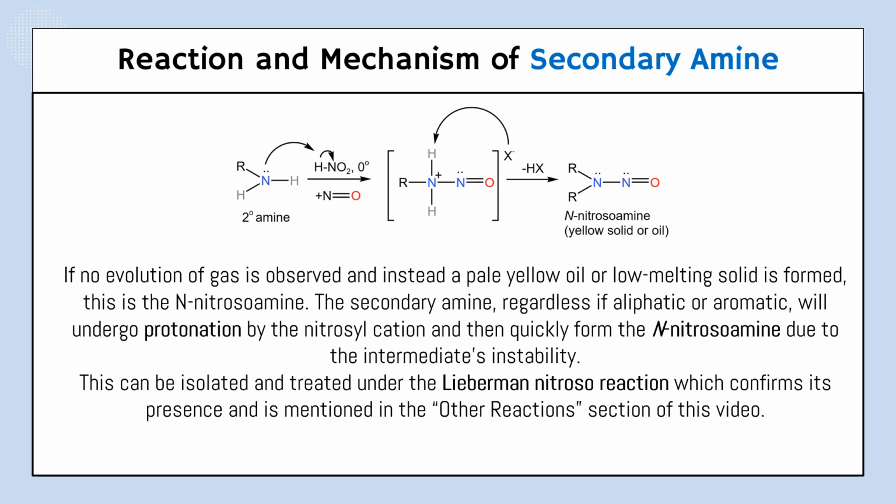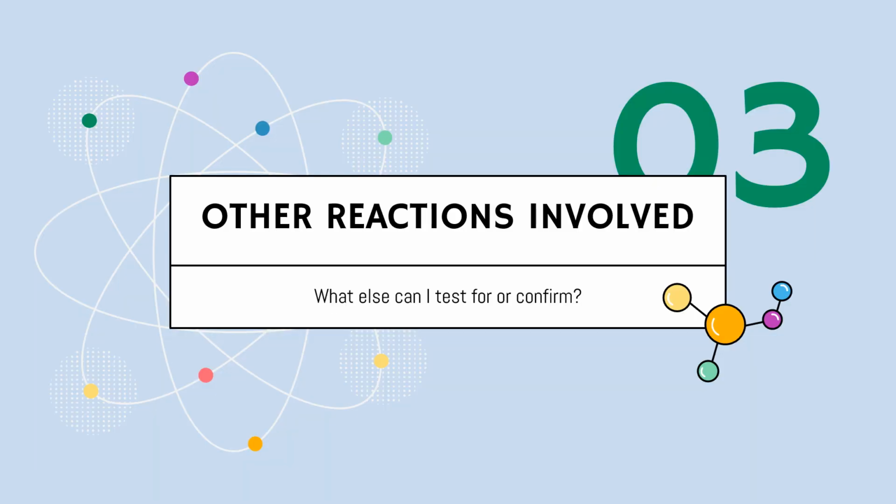The secondary amine, regardless if it is aliphatic or aromatic, will undergo protonation by the nitrazole cation and then quickly form the N-nitrosoamine due to the intermediate instability. This N-nitrosoamine can be isolated and treated under the Lieberman-nitroso reaction, which will be mentioned in the other reaction section of this video. So now let's see what other reactions are involved.